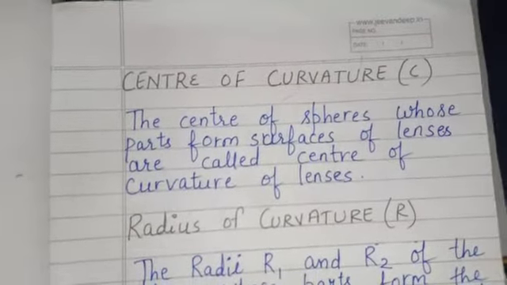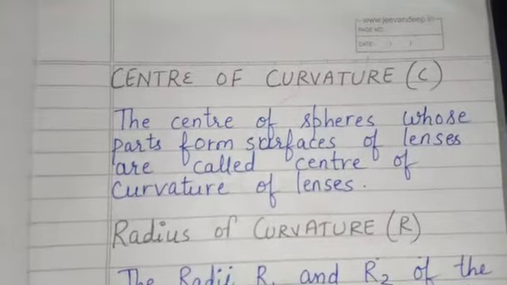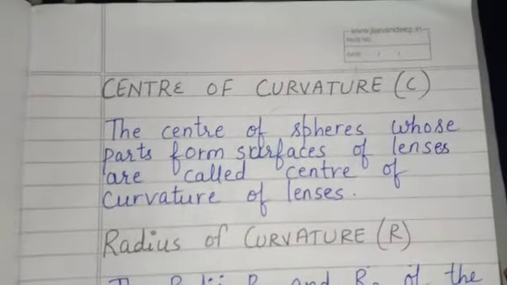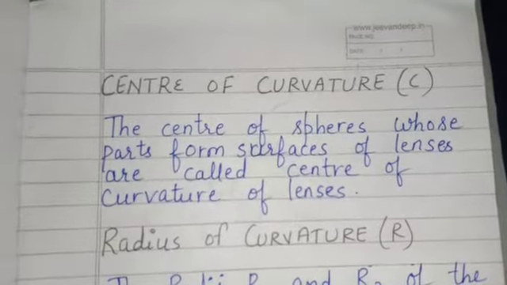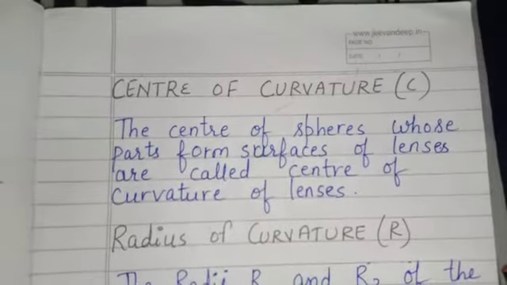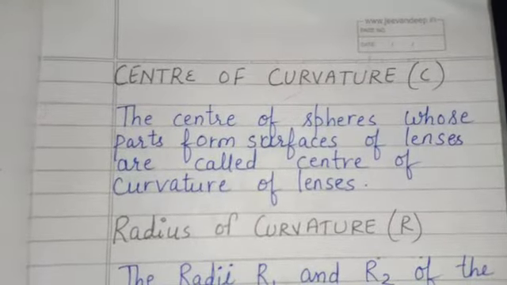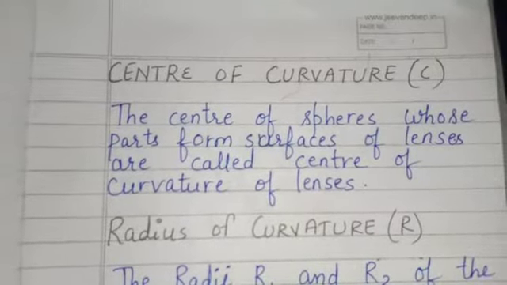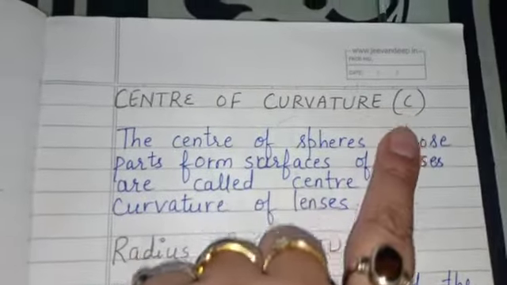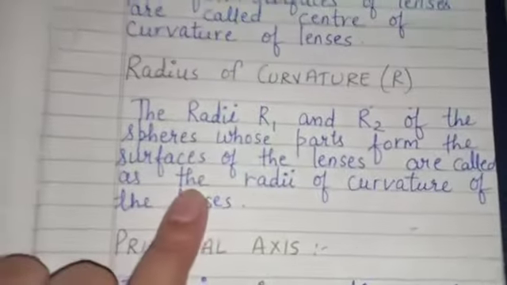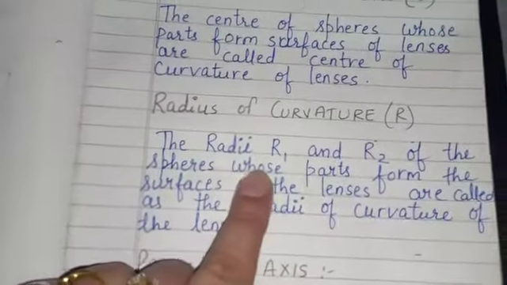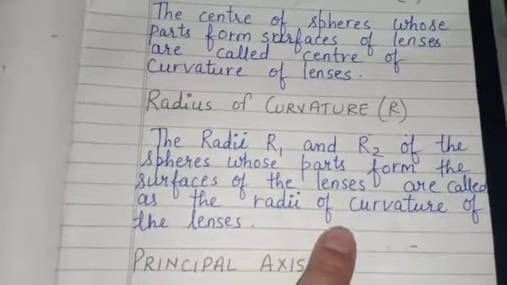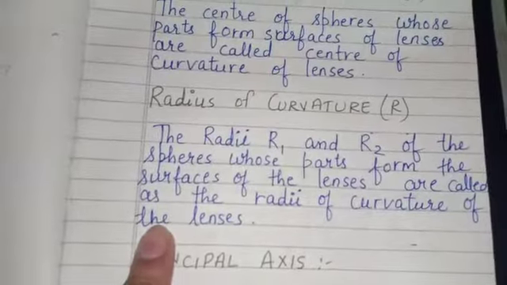Now some important terms which we are using in this. First is center of curvature. What is center of curvature? The centers of spheres whose parts form the surfaces of lenses are called centers of curvature of lenses, right? As I showed you now, the spheres whose centers are C1 and C2, those are called centers of curvature, which is represented by C, right? The second is radius of curvature. Radii R1 and R2 of the spheres whose parts form the surfaces of the lenses are called radii of curvature of the lenses, right?